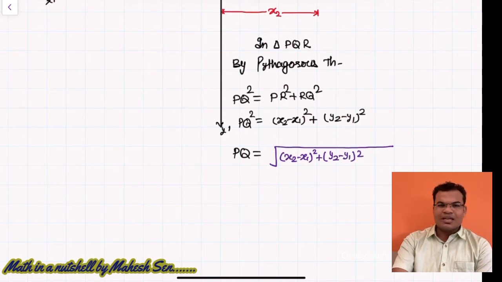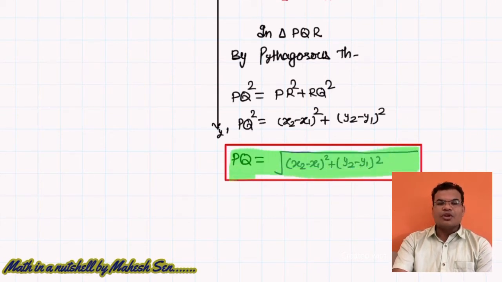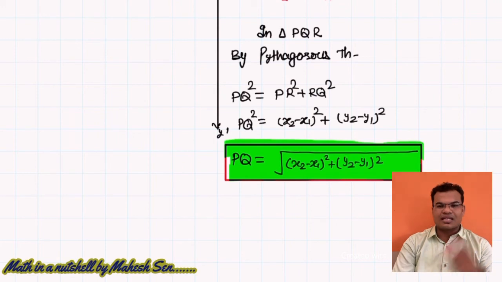So similarly we can say PQ is equal to under root (x2 minus x1) whole square plus (y2 minus y1) whole square, and this expression in the box is your distance formula. This is known as the distance formula, right? If somebody asks you what the distance formula is, it is the distance between two points, and we apply it for finding the distance between any two points.